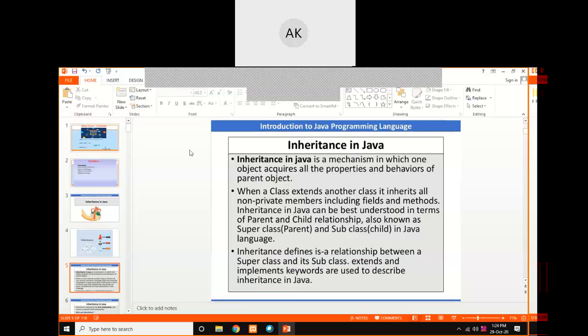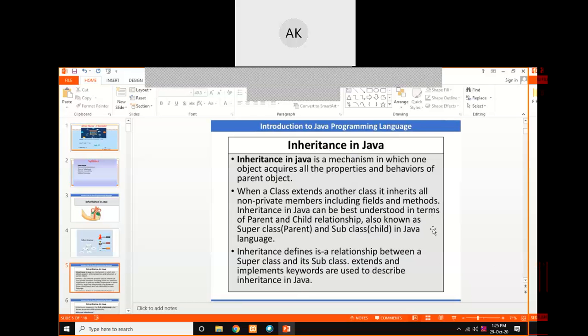And that way we use the extends keyword. That is, when a class extends another class, it inherits all the non-private members. Now what is private, what is public and protected, that we are going to see practically, that what do you mean by non-private members, including the fields and methods, right?